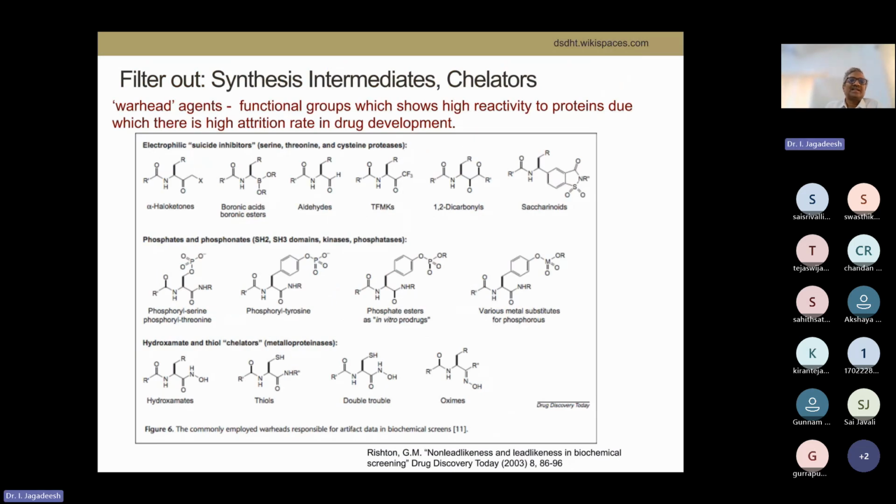Most of the time you need to filter the synthetic intermediates and chelating agents also. In this case, you have phosphates and phosphonates, hydroxamates and thiol chelators, which are highly reactive. Metalloproteinases are present. Most of the time there are electrophilic suicidal inhibitors, like those of serine, threonine and cysteine proteases. These moieties are better avoided now itself, so that they do not give a problem later, because of the non-lead-likeness and lead-likeness categories. We need to categorize now itself and filter it, weeding them out.